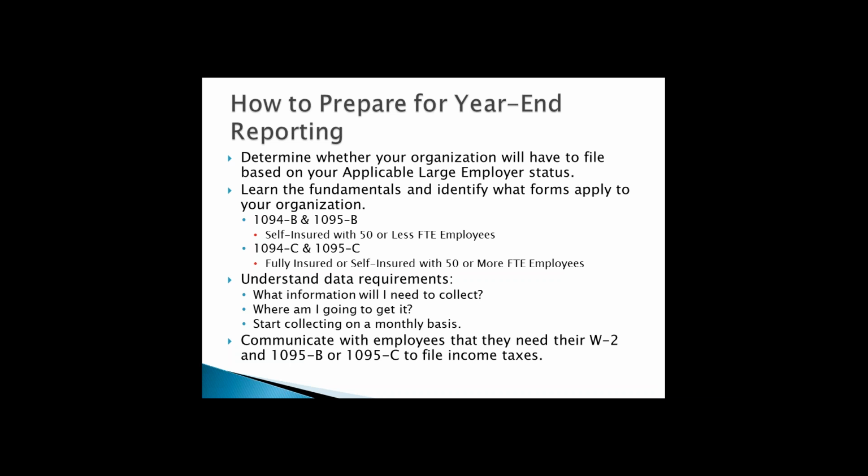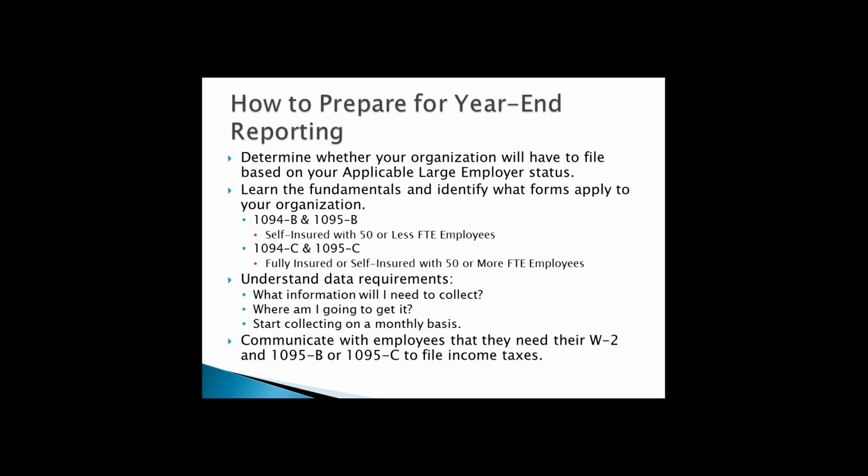So now that we have reviewed the purpose of the ACA reporting, the applicable forms, due dates and extensions, penalties for noncompliance, and the information needed to complete specifically the 1094-C and 1095-C, here are a few steps to help you as an employer prepare for that year-end reporting. So the first step you will want to take is determine whether your organization will have to file based on your applicable large employer status. Again, an applicable large employer is an employer with 50 or more full-time employees or equivalent employees.